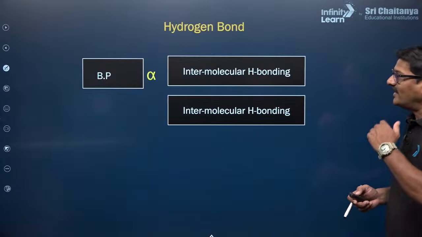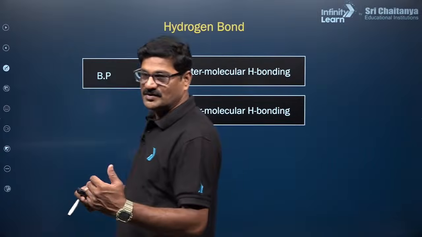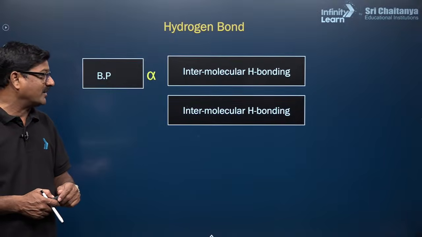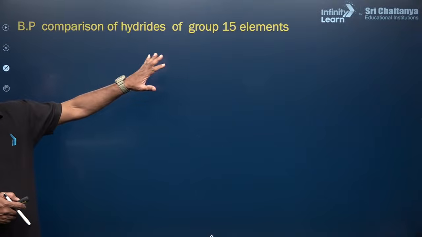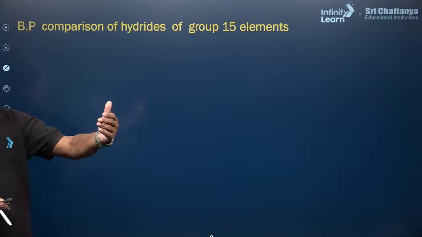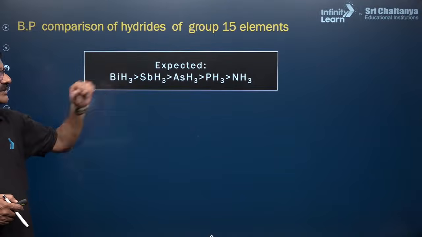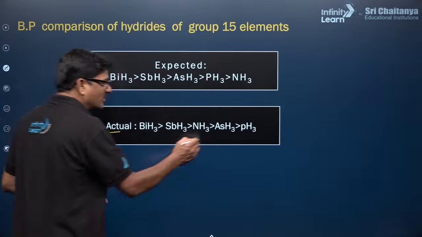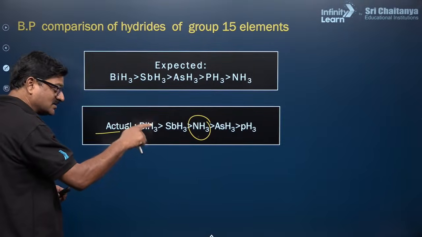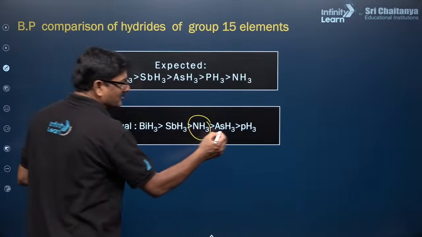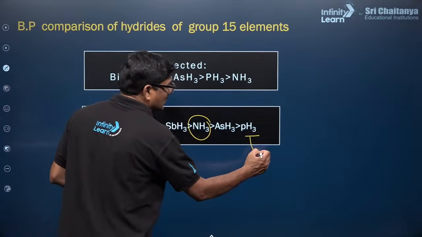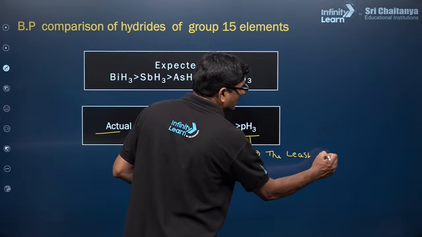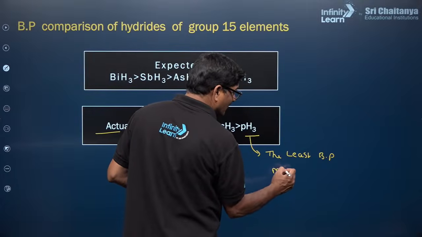Now talking about hydrogen bonding, boiling point is directly proportional to the extent of hydrogen bonding, which is intermolecular hydrogen bonding. If you see the group 15 elements, as molecular weight increases, boiling point should increase. This is the expected one. But due to hydrogen bonding, in the actual one ammonia comes here. Ammonia has intermolecular hydrogen bonding, and PH3, phosphine, has the least boiling point, and is the most volatile.